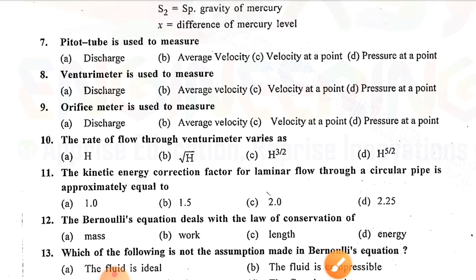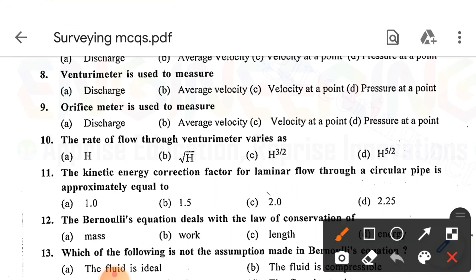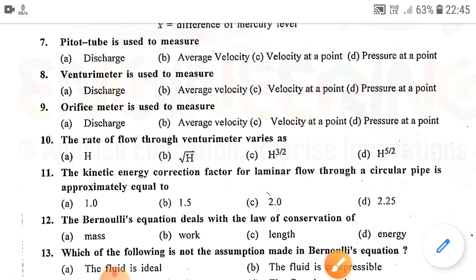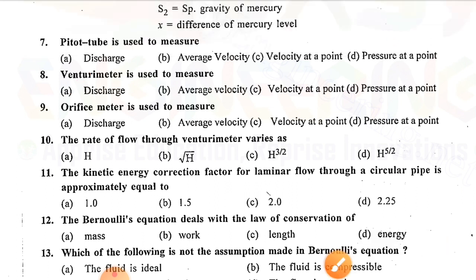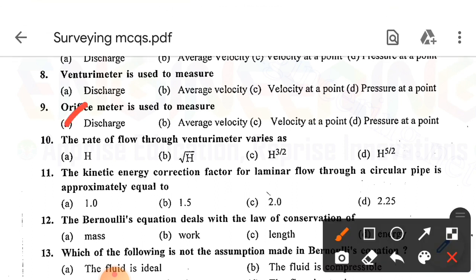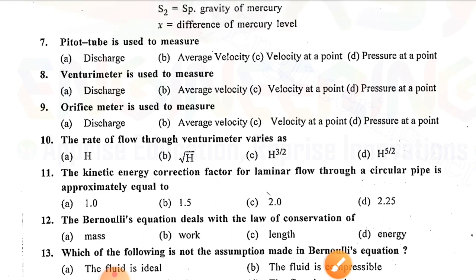Question number 8, Venturi meter is used to measure. Option A is correct, discharge. Question number 9, orifice meter is used to measure. Option A is correct, discharge. Question number 10, the rate of flow through Venturi meter varies as. Option B is correct, root H.